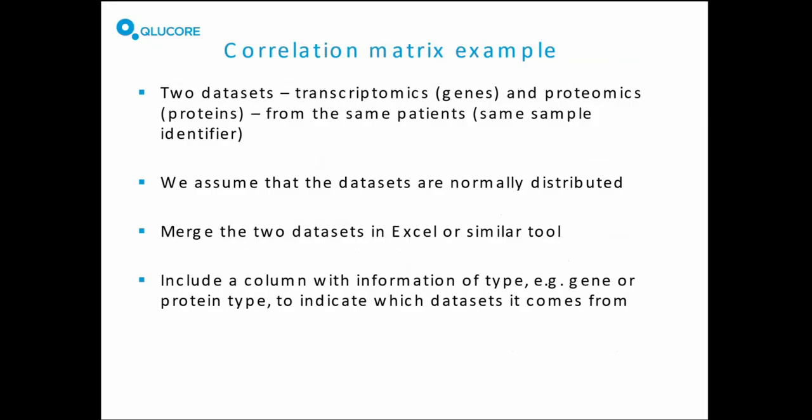We're going to start by making a correlation matrix using those two data sets here. And we'll assume that the datasets are normally distributed, and we will merge the two datasets in Excel or a similar tool before that, and then we include also a column with information of the type. For instance, a gene, protein type to indicate which dataset it comes from. We'll also look at other types of correlation in this webinar. We'll be looking at regression analysis, we'll be looking at using the Qlucore Biomarker Workbench, so there will be many different examples here, but we'll start with an easy one, a correlation matrix.